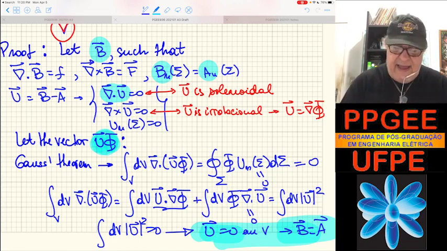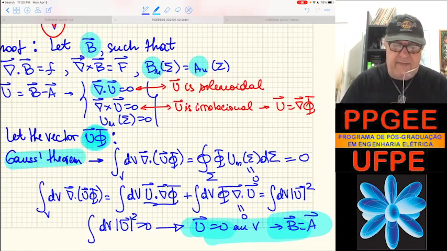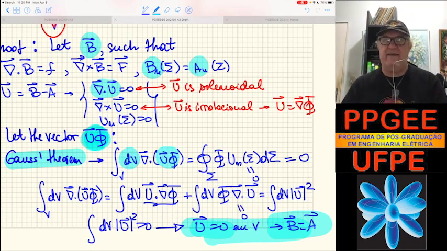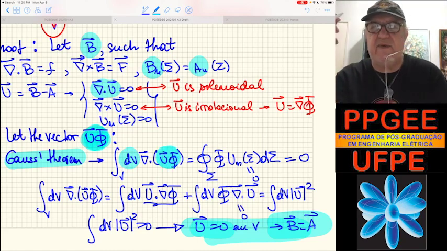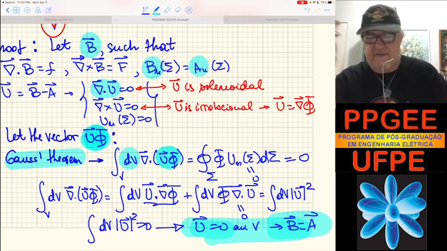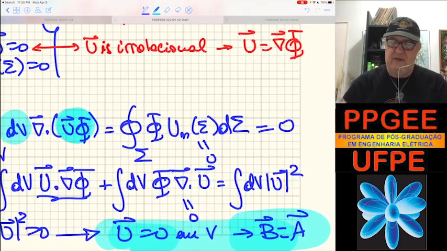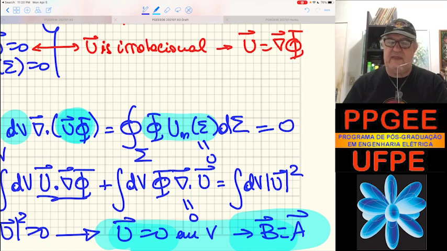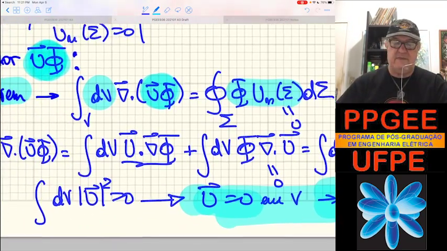So we build the vector U times capital Phi, and apply Gauss theorem for this field. The volume integral of the divergence of U phi equals the flux of U phi across the surface. Why do we do that? Because the flux is going to involve the normal component of U on the boundary, which is 0, right? So it's going to be the normal component of U phi, which is the normal component of U, which is 0, so this is going to be 0.